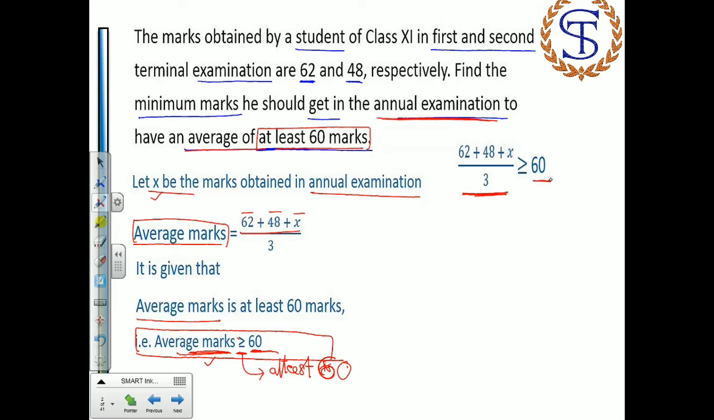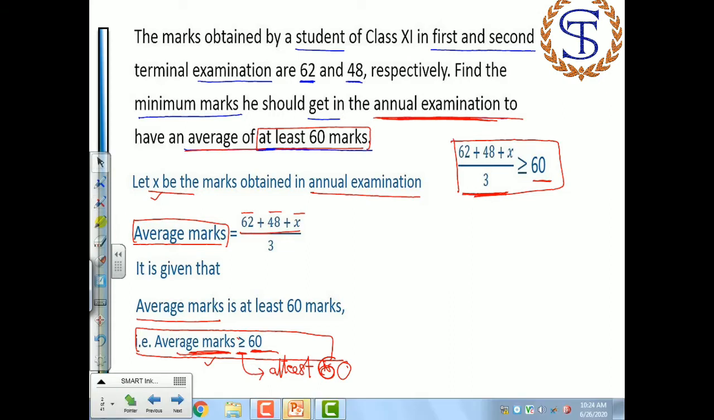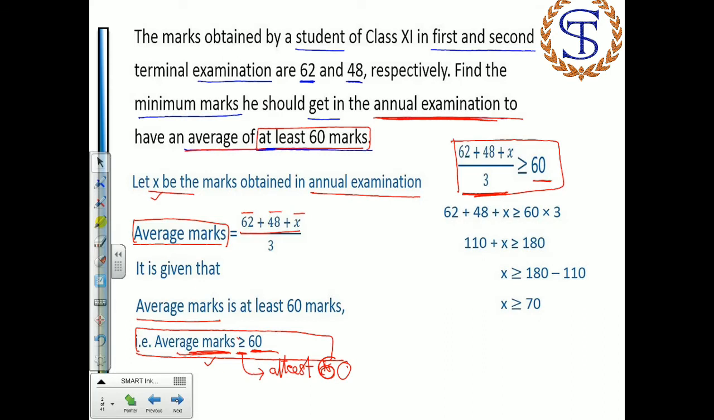Now, to get the marks in the third annual examination, we have to solve this linear inequation for X. How can we solve it? Yes, we know this, it is simple. Just bring this 3 to the RHS. So 62 plus 48 plus X is greater than or equal to 60 into 3. What is 60 into 3? It is 180. 62 plus 48 is 110, plus X.